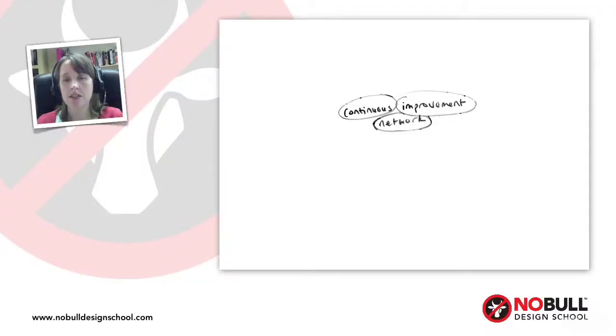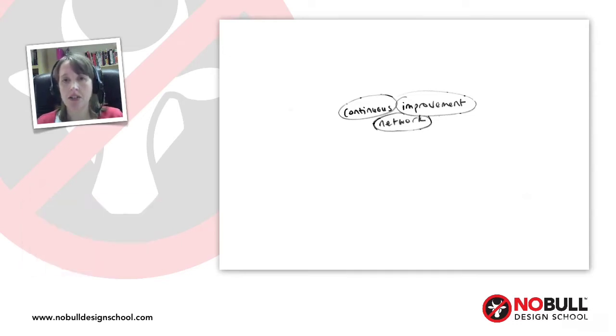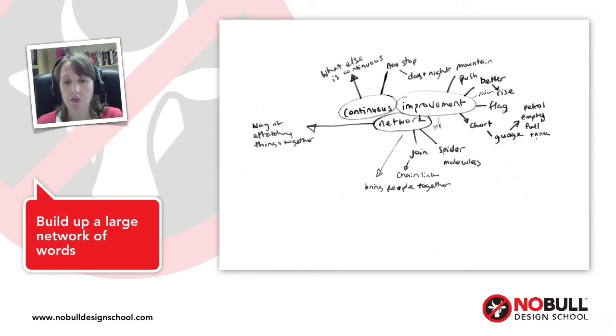So the next thing we need to do is create a mind map, and we can do this by putting the three words, continuous improvement and network, in the middle of a sheet of paper. And then we start off by looking for words that might link to those three words. So let's take the word improvement, and that might make us think of a chart. Perhaps in turn that might make us think of a gauge. Maybe that might make us think of an empty or a full petrol tank.